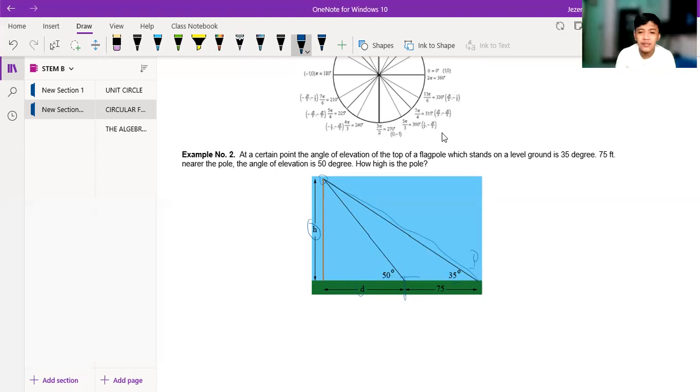So, gamitin natin ang angle. Ang hinahanap natin ay opposite. Asan ba tayo pwedeng gumamit? Wala naman tayong given sa ating figure, meron tayong adjacent sa opposite.